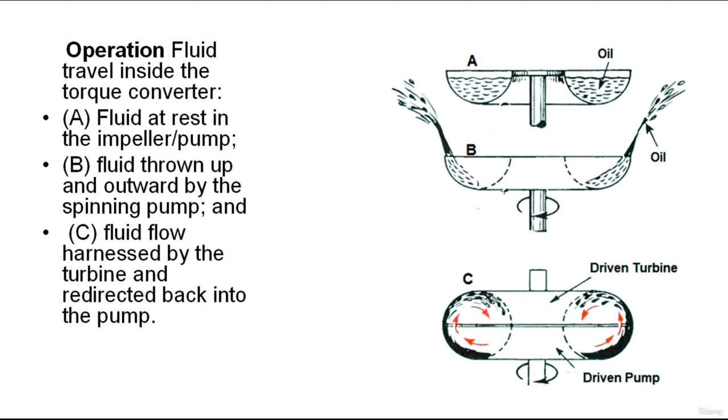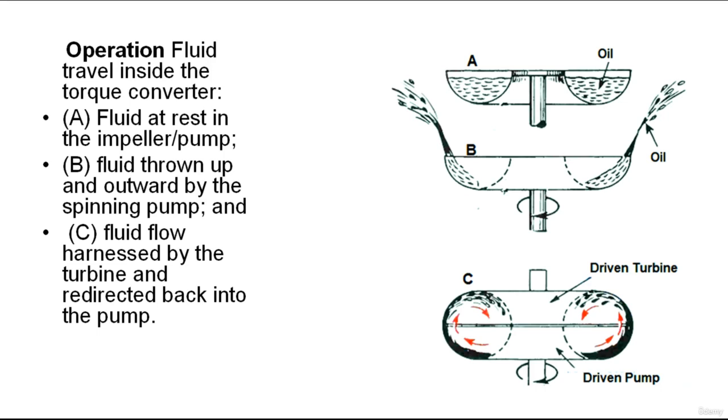In figure B, the oil is simply flying out of the housing and is not producing any work. To harness some of this energy, the turbine assembly is mounted on top of the impeller. As we can see here in figure C, now the oil thrown outward and upward from the impeller strikes the curved vanes of the turbine, causing the turbine to rotate.